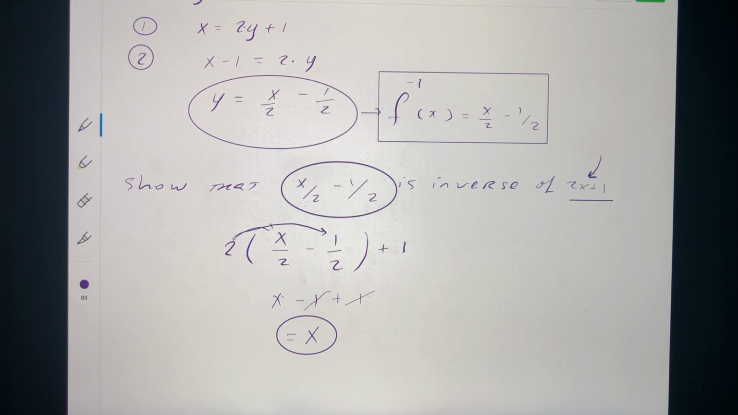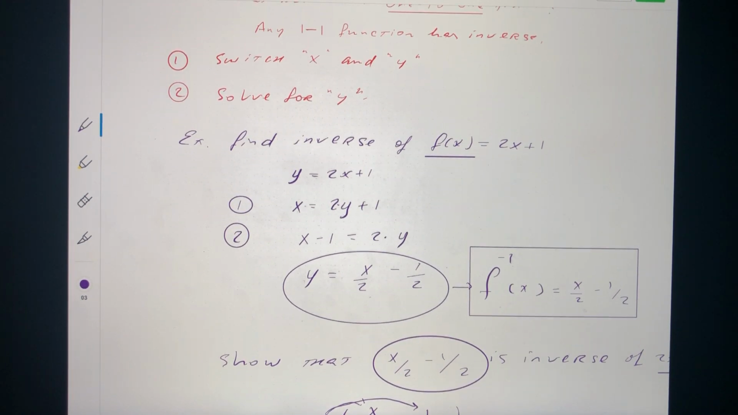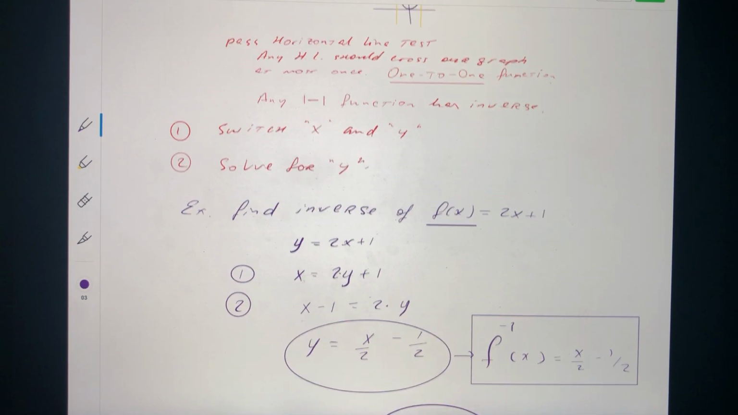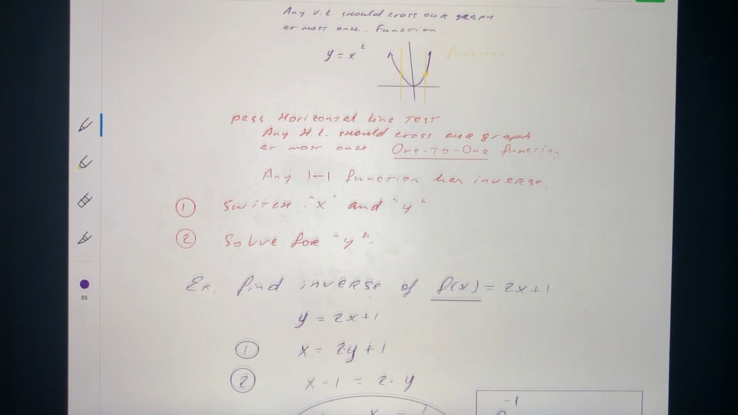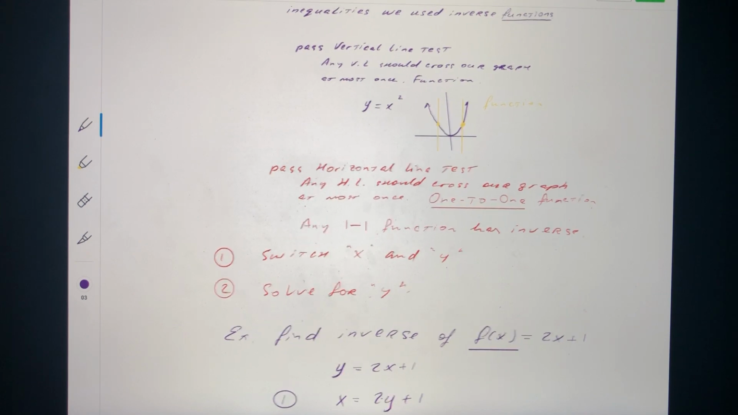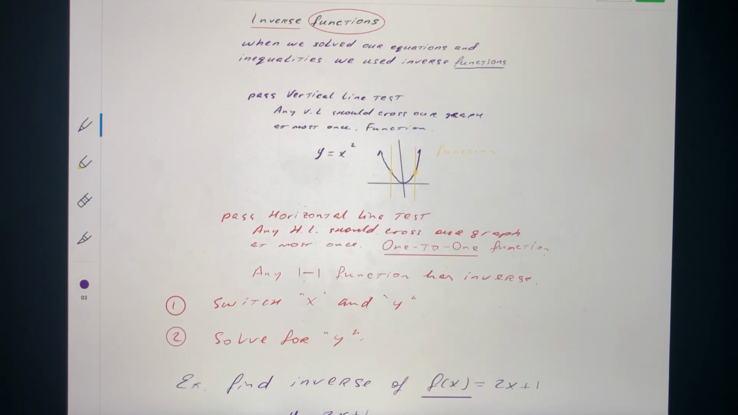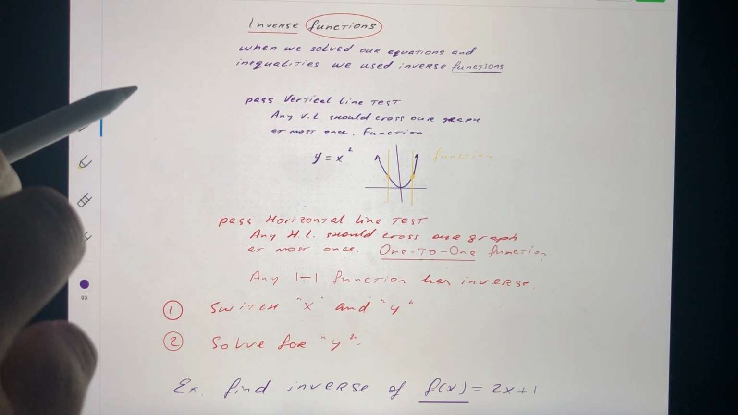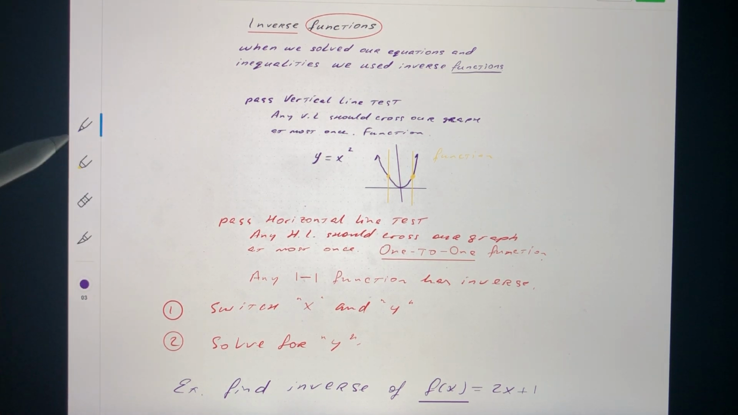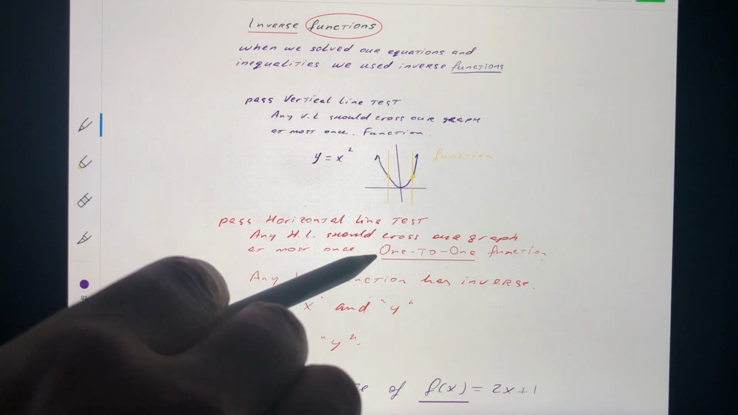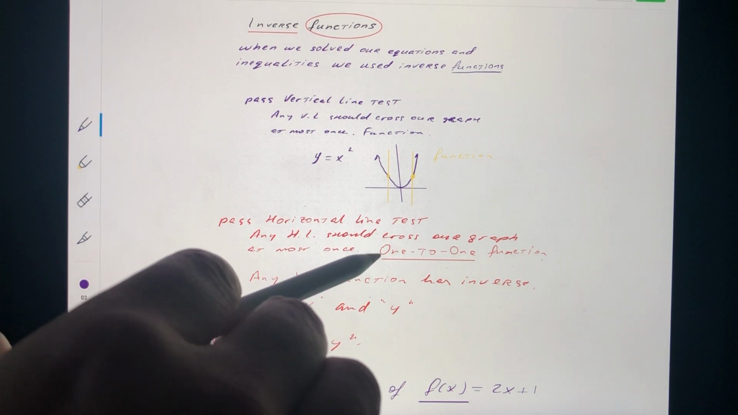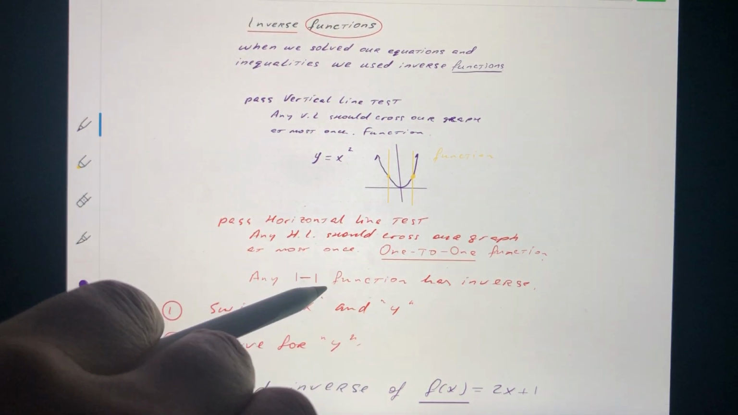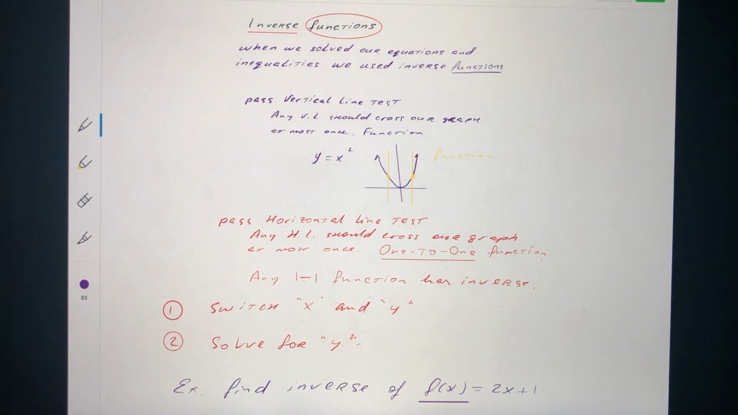And that's how to find the inverse and how to prove that the two things are inverses of each other. Not everything has an inverse, and before we apply the inverse, it's important to be sure that whatever we are applying the inverse to actually is a function and also a one-to-one function. Then it has an inverse.